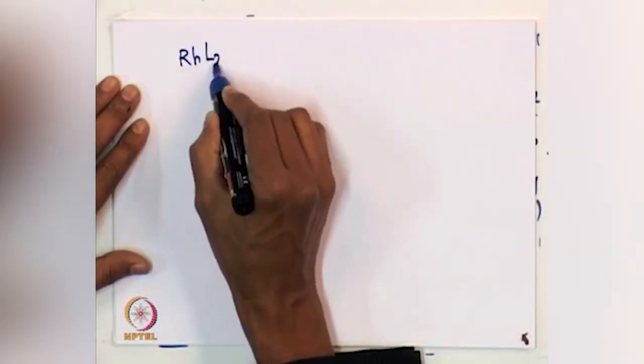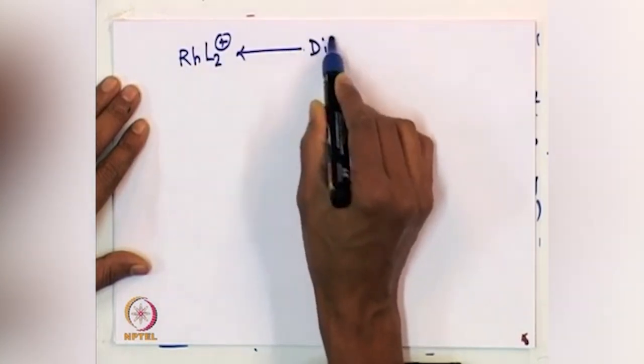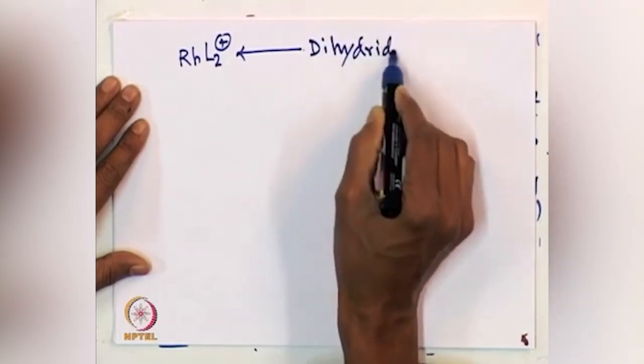Now, if you want to synthesize any unnatural amino acid or the other isomer of the amino acid, which is not naturally occurring, what are the techniques that you can use? One way to get this compound is to do the hydrogenation reaction. So, stereoselective hydrogenation. First we will discuss it with the rhodium catalyst. Of course, the catalyst that we will be discussing first is the rhodium L2 plus, which is the dihydride catalyst, okay, dihydride catalyst.